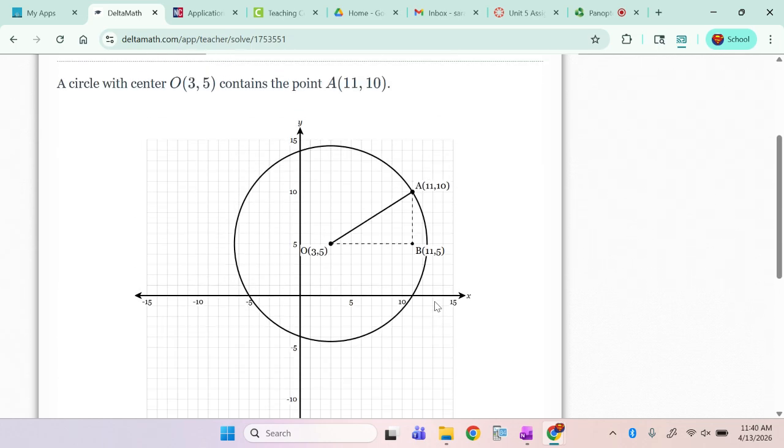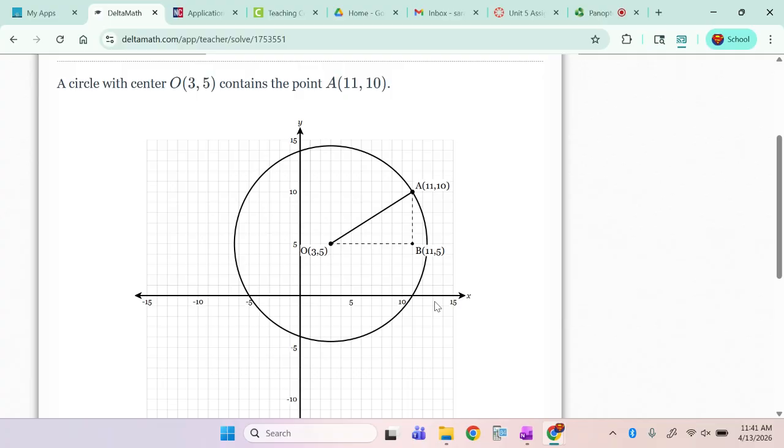So let's think about this logically. Here's O, here's A. I want to find the length of AB and the length of OB. Look at the numbers specifically of the points. Typically, if I just had you do it like we did with the warm-up, you would count them. Well, we can also use the parts of the points to subtract and get that same distance.